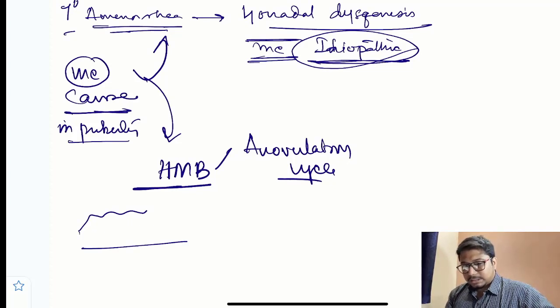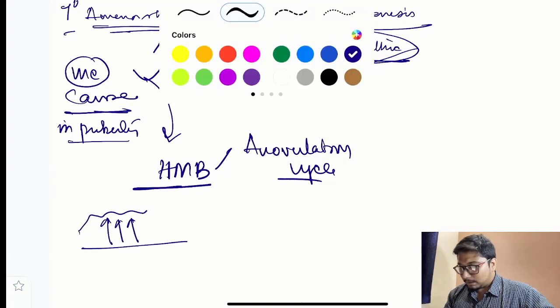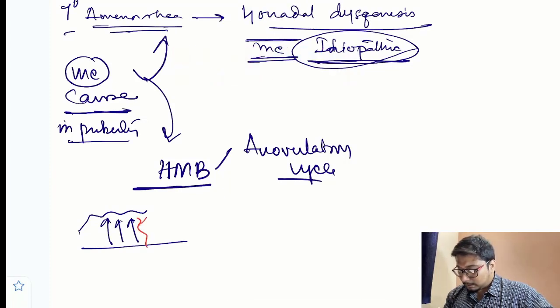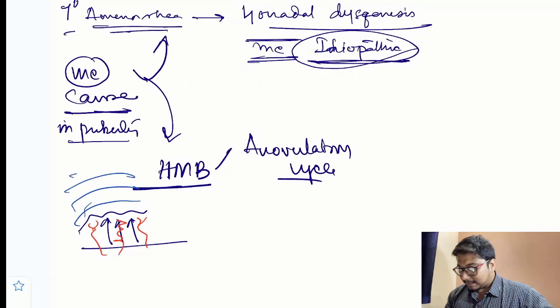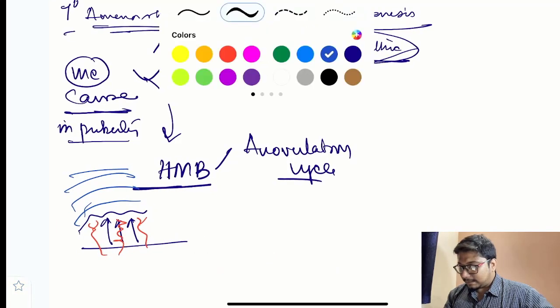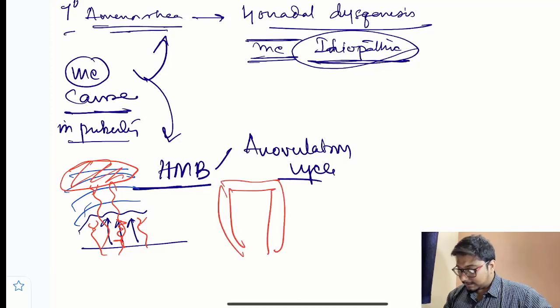So since there is no ovulation, there is no corpus luteum and hence no progesterone. And estrogen causes unopposed growth of the endometrium. So the endometrium is now growing, and so are the blood vessels, the spiral arteries of the endometrium. This endometrium is growing relentlessly like this, and then there is a limit to the spiral arteries, right? So the spiral arteries cannot reach maybe beyond this point. So this area gets necrosed and shed. If you consider this as the whole uterus, this is the endometrial cavity and this is the endometrium.